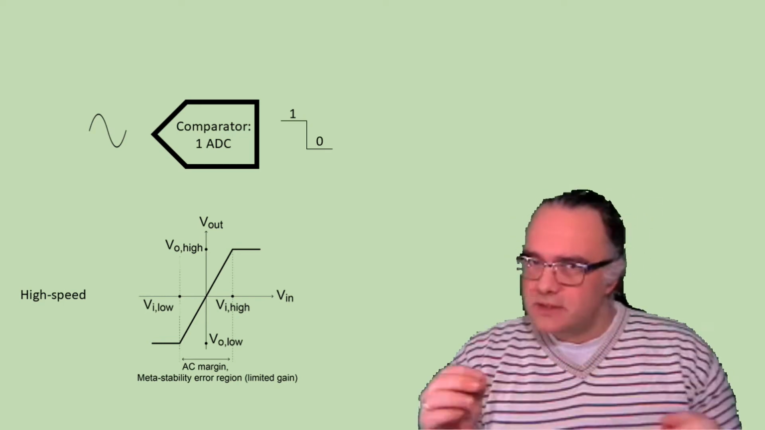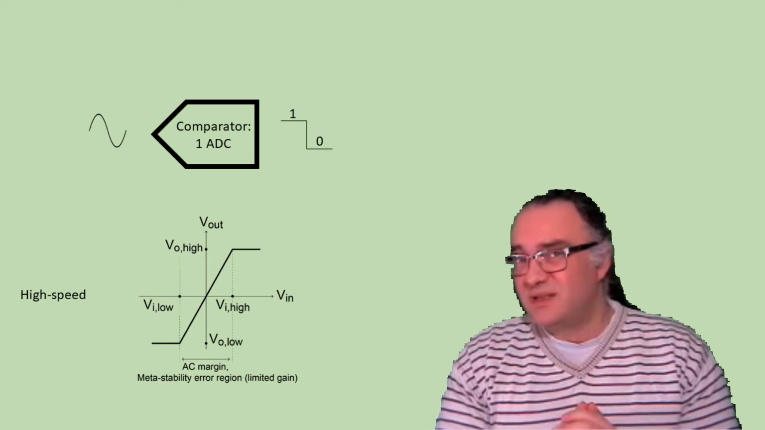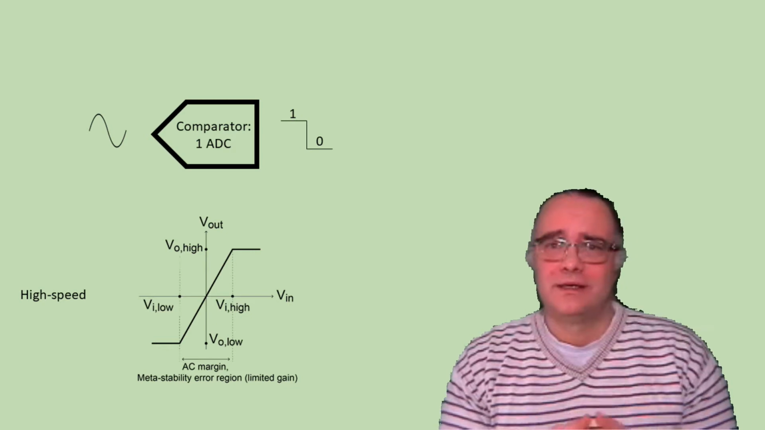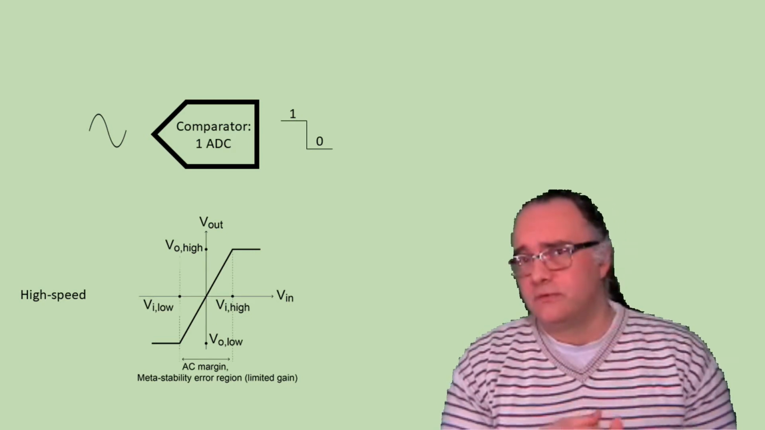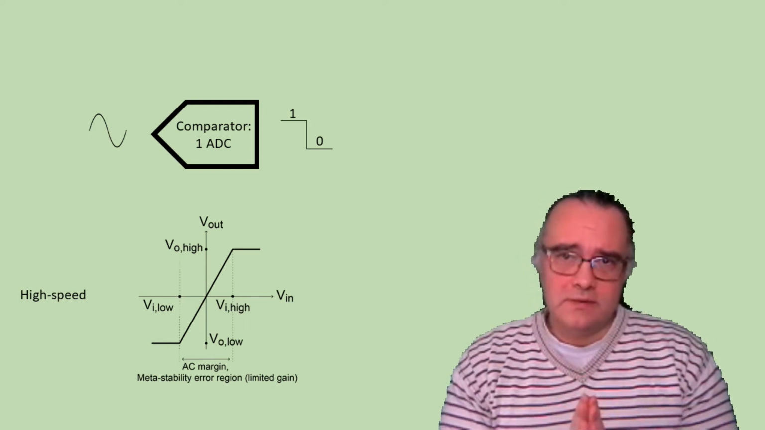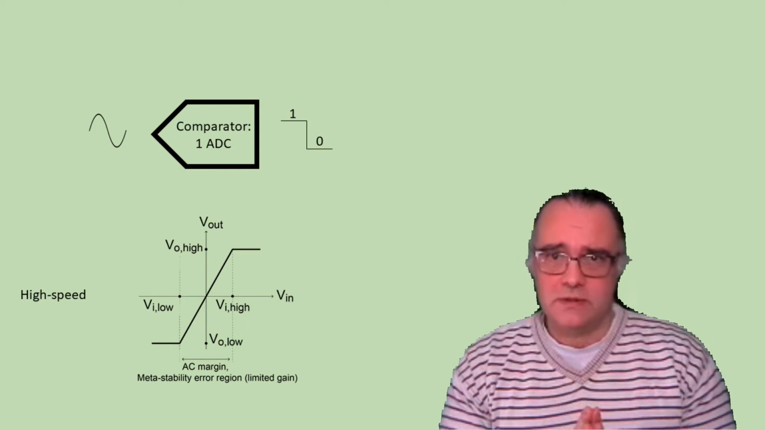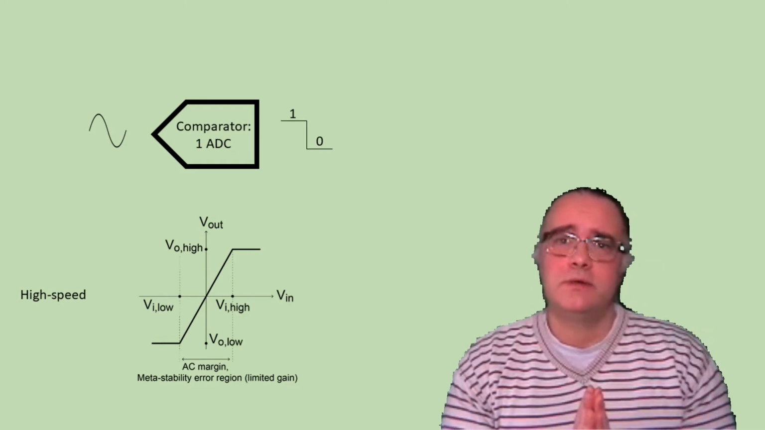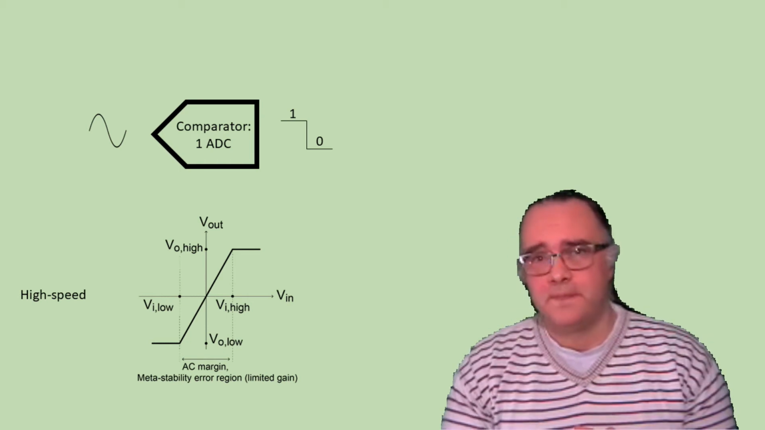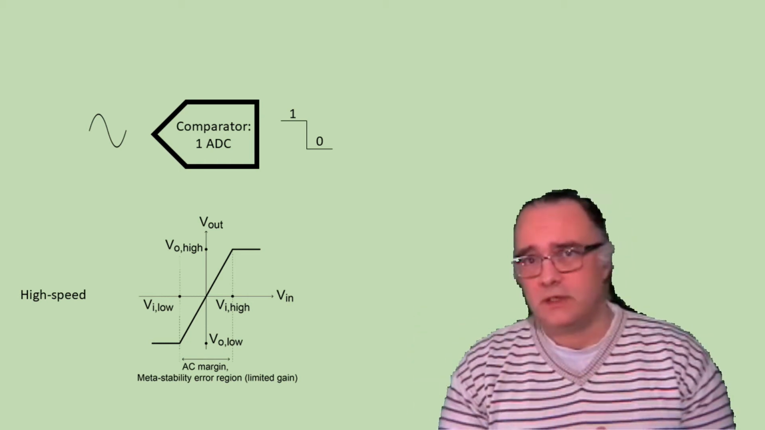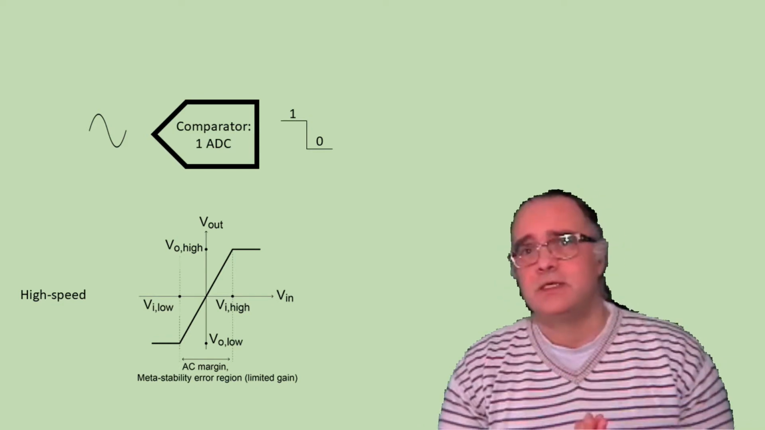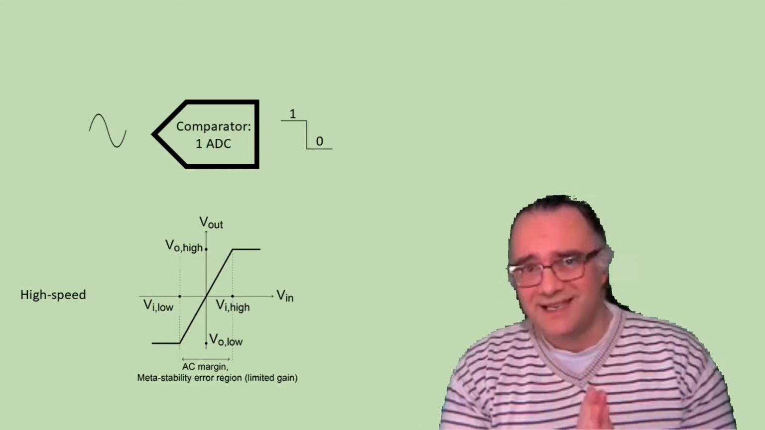So there will be a certain region, which we call a metastability region, for which the comparator cannot take a full-fledged decision, voltage low or voltage high. And this region will depend on the input signal. The smaller the input signal is, the smaller the output voltage of the comparator will be. The slope that results from the input-output relationship for a given time at high speed determines the gain of the comparator.